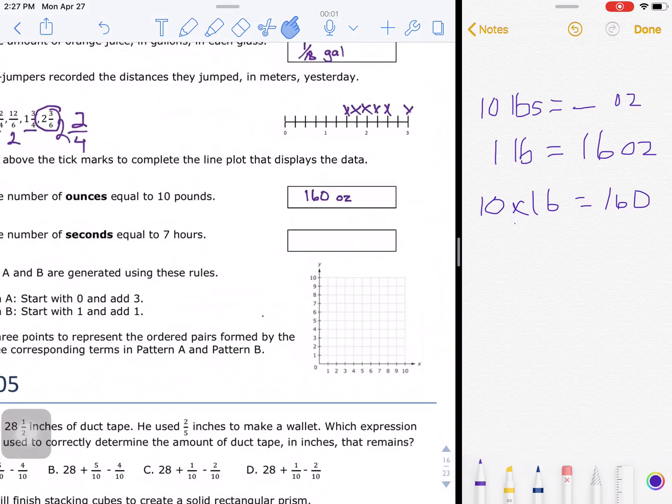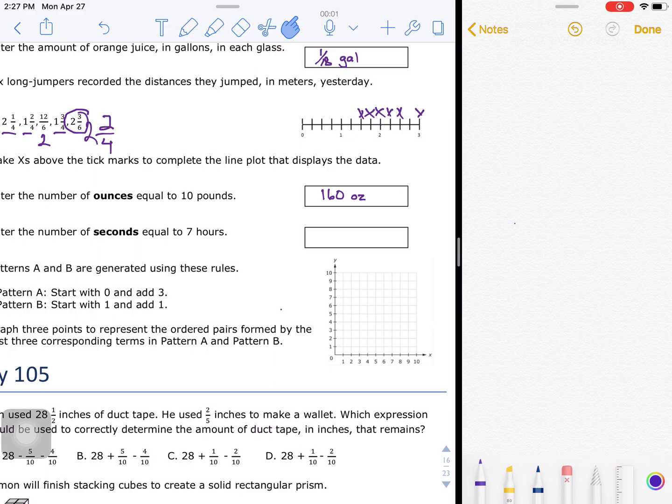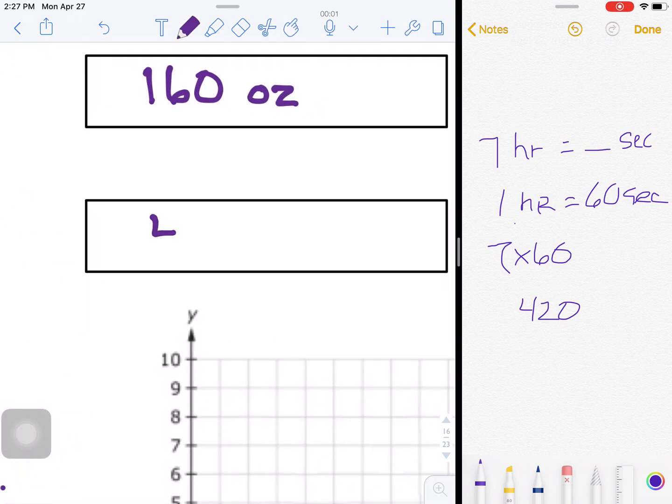Problem number 2. Enter the number of seconds equal to 7 hours. 7 hours equals how many seconds? 1 hour is 60 seconds. So 7 hours would be 7 times 60, which is 420 seconds. So 7 hours is equal to 420 seconds.